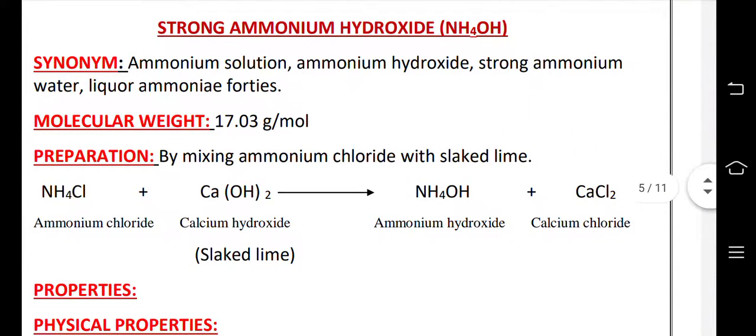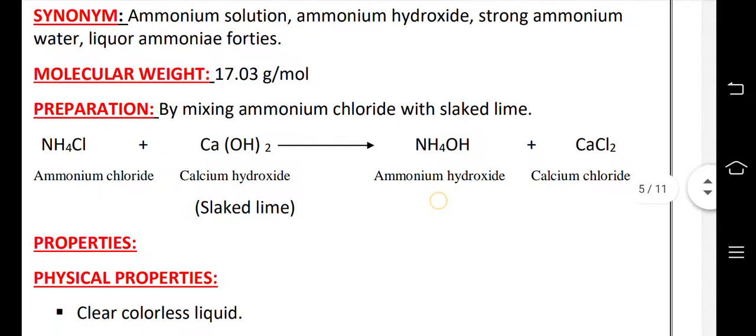Now coming to the next compound, strong ammonium hydroxide. The formula for strong ammonium hydroxide is NH4OH. Synonyms: ammonia solution, ammonium hydroxide, strong ammonia water, and liquor ammoniae fortis. Coming to molecular weight, 17.03 grams per mole.